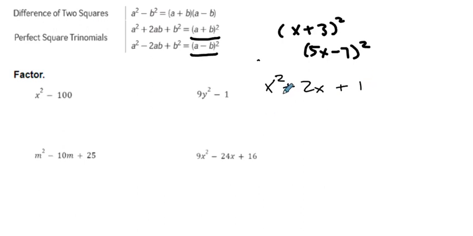And for that matter, we could also do x squared minus 2x plus 1. The first thing hopefully you recognize is that this is a square number and this is a square number. Same thing down here. Then the way you can tell is you take the square root of this and the square root of this and multiply them together. The square root of x squared is x, and the square root of 1 is 1.